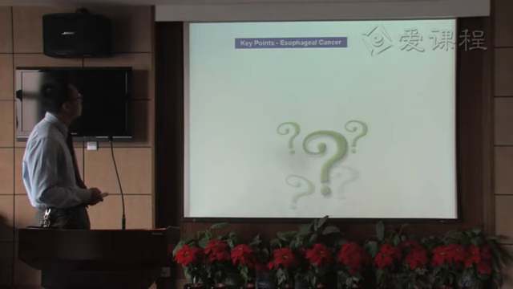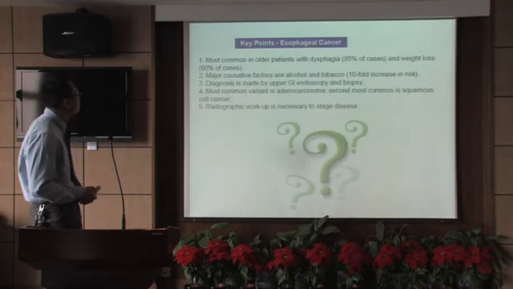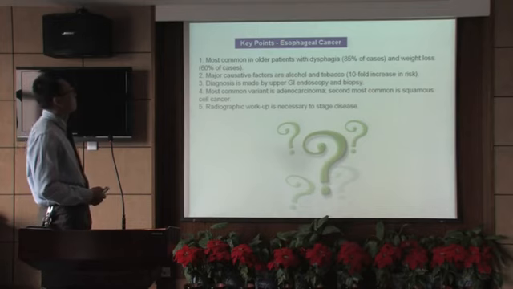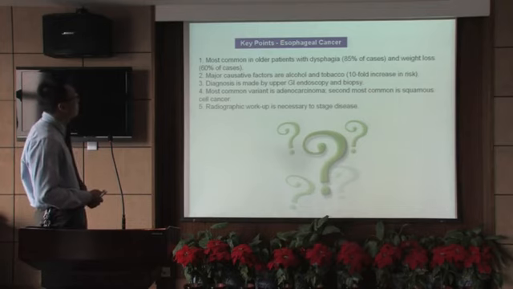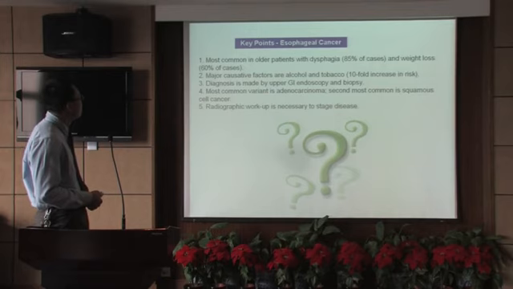The key points of esophageal cancer. It is most common in older patients, with dysphagia in 85% of cases and weight loss in 60% of cases. Two major causative factors are alcohol and tobacco. Diagnosis is made by upper GI, endoscopy and biopsy. The most common variant is adenocarcinoma. Second most common is squamous cell cancer. Radiographic workup is necessary to stage disease.